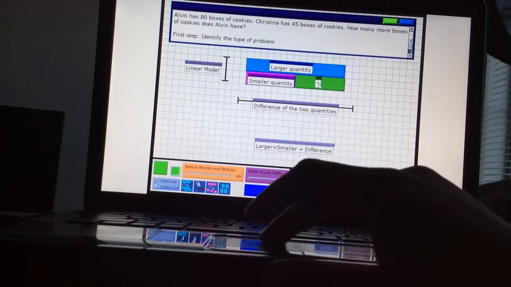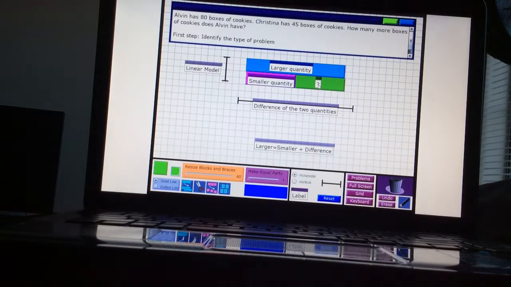This question mark is representing the difference in the problem, because this problem wants you to find the difference. And when you're finding the difference, you are subtracting. You're not trying to find the sum. If you're trying to find the sum, then you're adding, so it would be an addition problem. But we're finding the difference in this problem, so it is a subtraction problem.